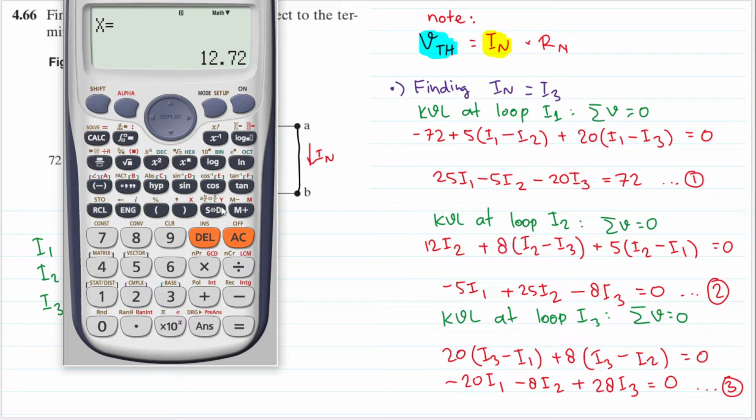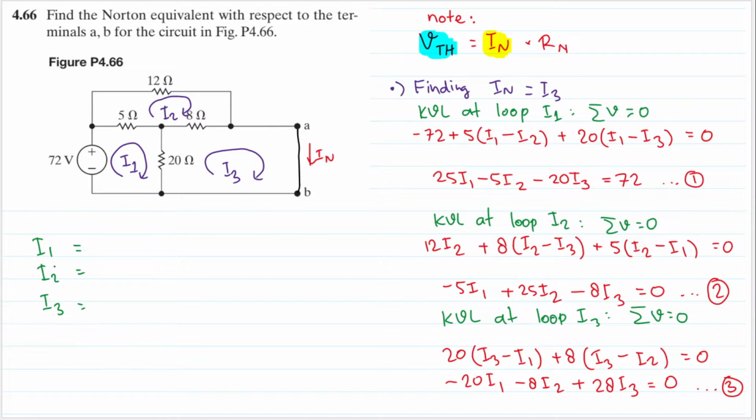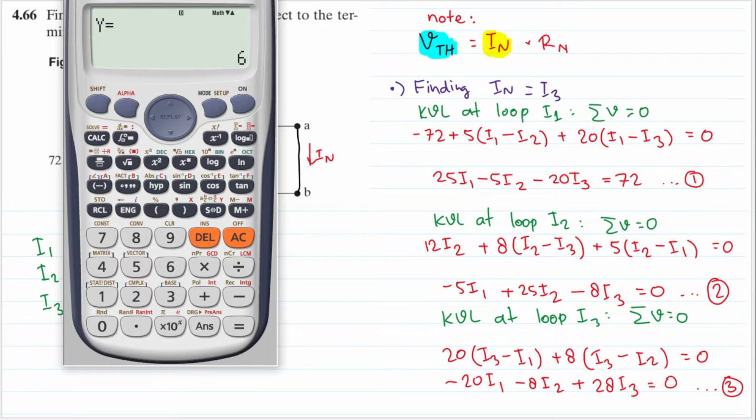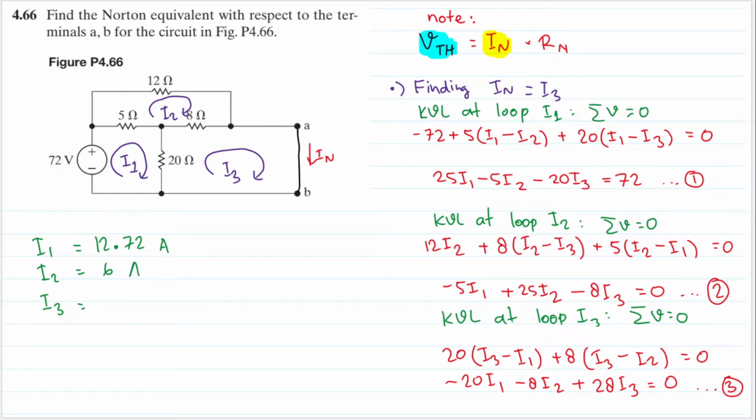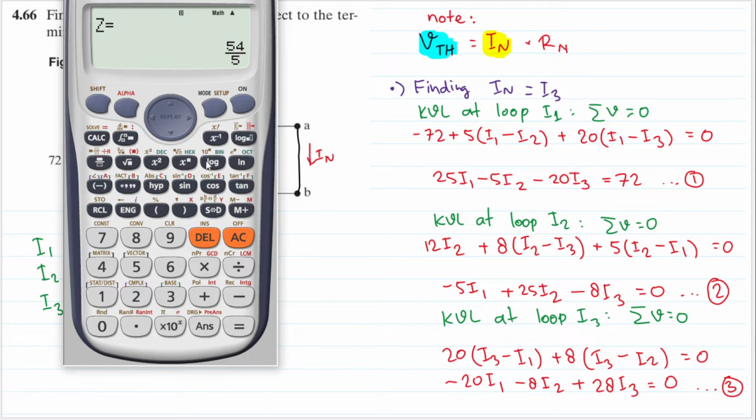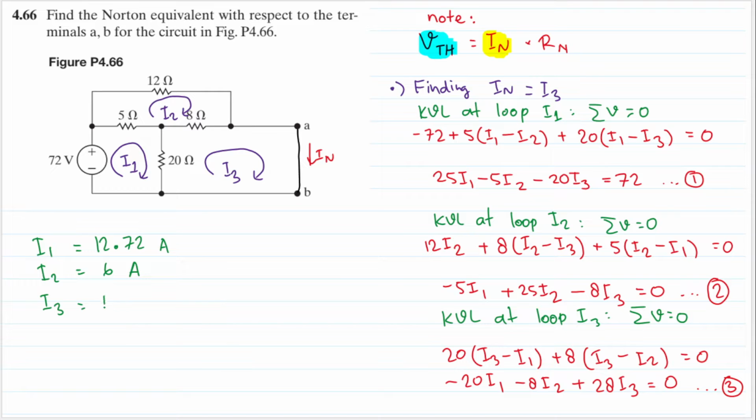So we will have I1 here, which is 12.72 ampere. What is I2? I2 is 6 ampere. And what is I3? I3 is 10.8. Remember, the Norton current is equal to I3. So IN will equal 10.8 ampere. This is the value of IN, and this is the unit ampere.